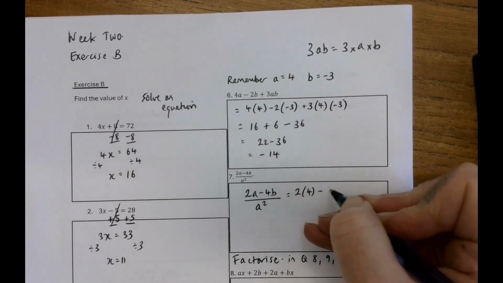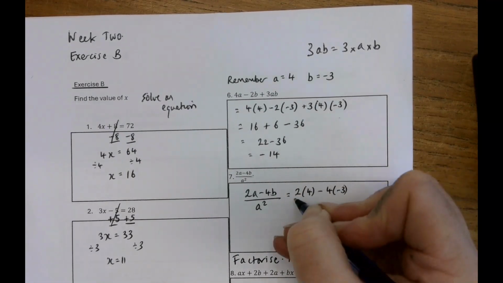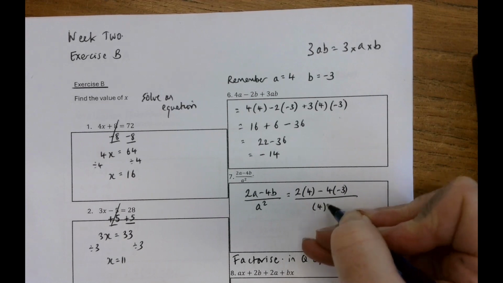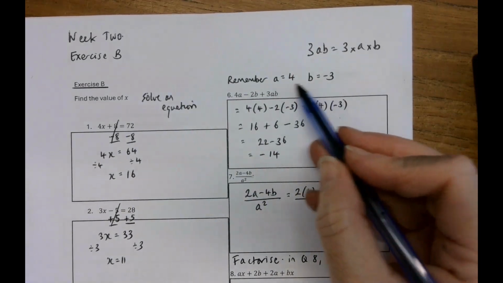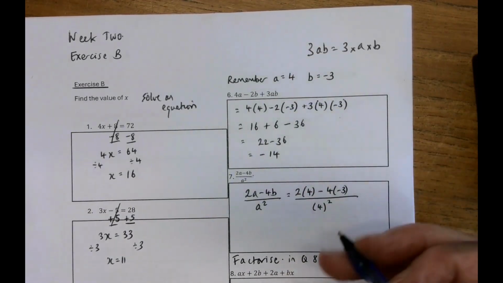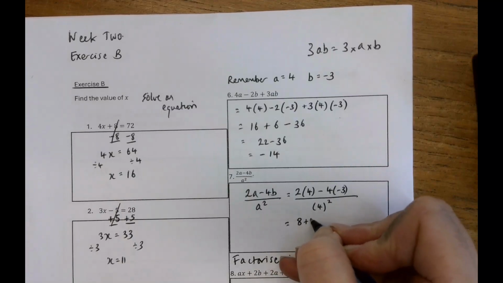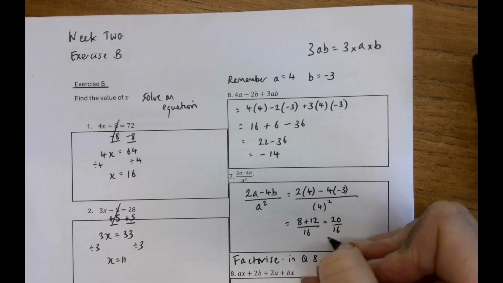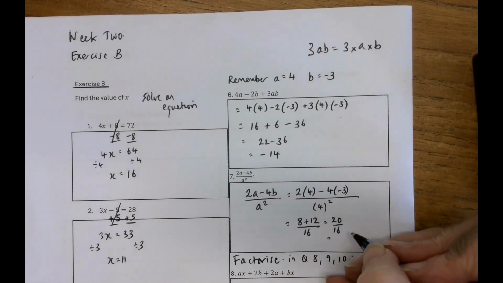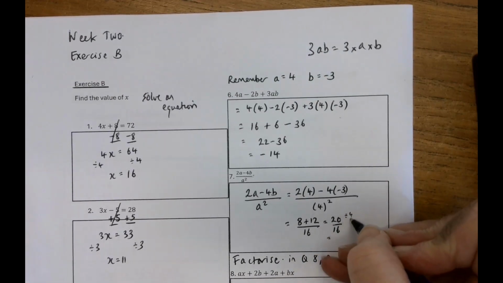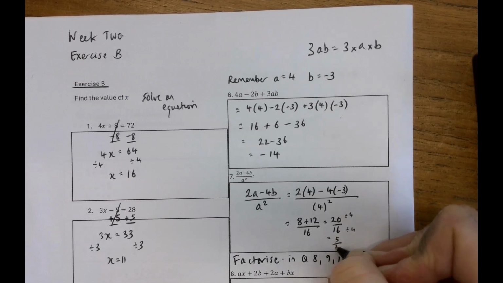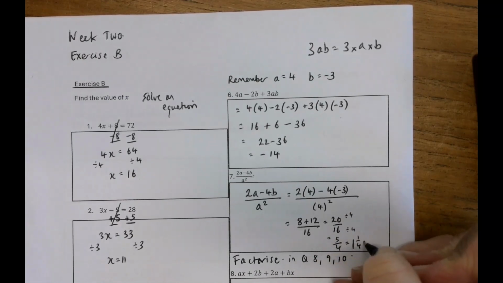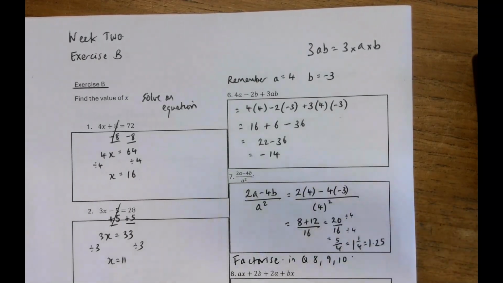2 by 4 minus 4 by minus 3 divided by 4 squared. Because remember, this is my value of a and my value of b. I'm just subbing them in. So I've got 8 plus 12 over 16, which is 20 over 16. And I can reduce that, if I divide both by 4, I'm going to have 5 over 4. Or 1 1/4, or 1.25.